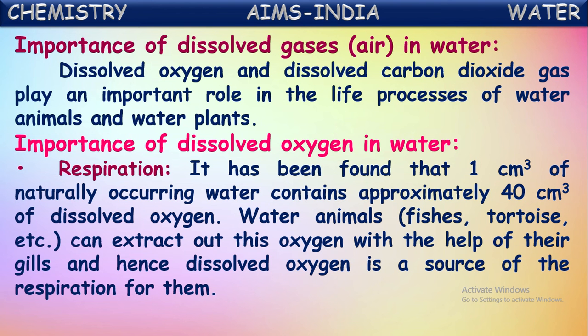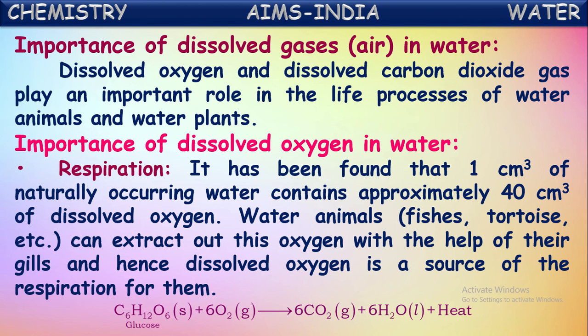Water animals like fishes, tortoises, crocodiles, and other aquatic animals, all these animals which live inside the water are called aquatic animals. They can extract this oxygen gas dissolved in the water with the help of their gills, and hence dissolved oxygen is a source of respiration for these water animals. In that way, the dissolved oxygen gas is very important and it is the main source for these aquatic animals for their respiration process.